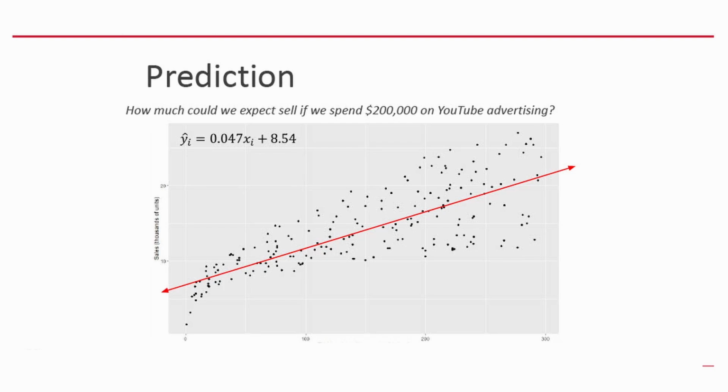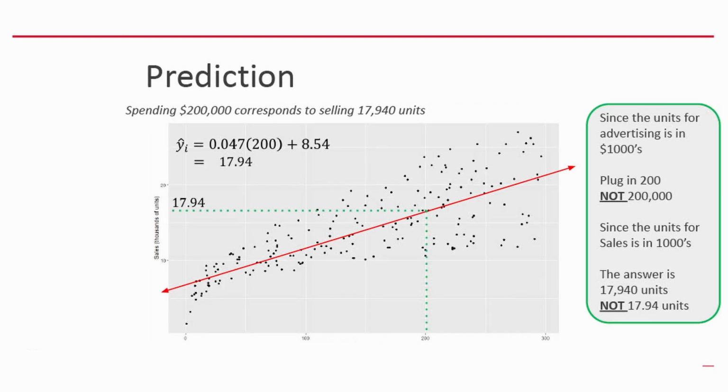Now note, I'm not using 200,000, I'm using 200. The reason being the units are in the thousands. So you need to keep the units straight or the answers aren't going to make as much sense. So plugging in 200, I get 17.94 for y. That is, I would predict that we would sell 17,940 units. And remember, that is also in thousands of units.